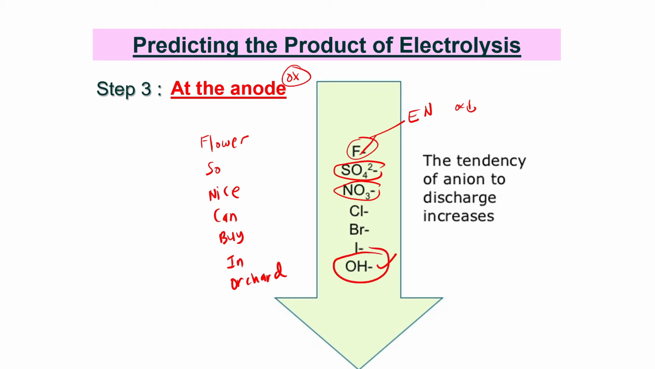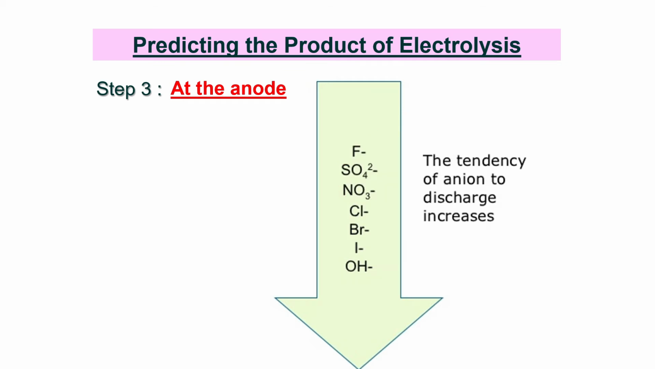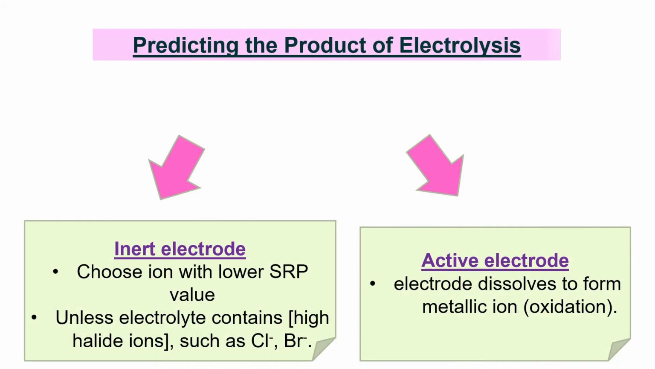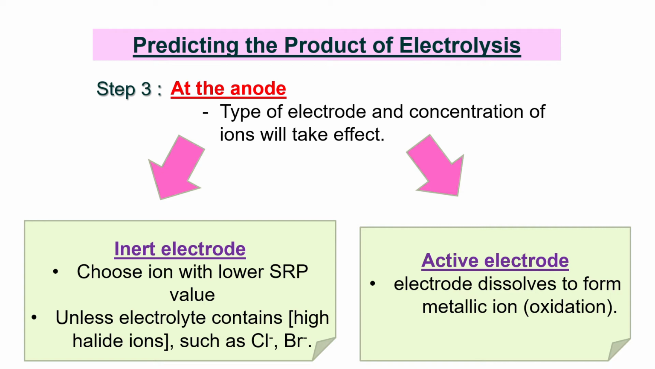Selain daripada arrangement dalam electrochemical series untuk anion, ada lagi faktor yang kita perlu include, iaitu type of electrode and also concentration of the ion. Okay, so type of electrode yang tadi kita ada inert electrode dan juga active electrode. So for inert electrode, disebabkan dia tidak being discharged, kita akan pilih ion yang ada lower SRP value. For example, macam electrochemical series yang tadi tu, kecuali that electrolyte contain high concentration.